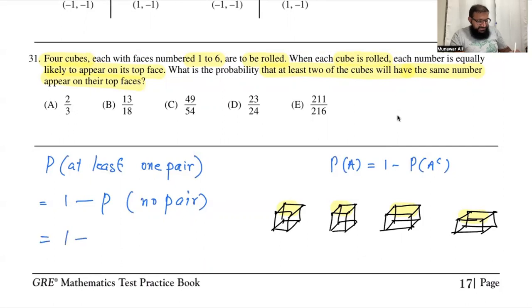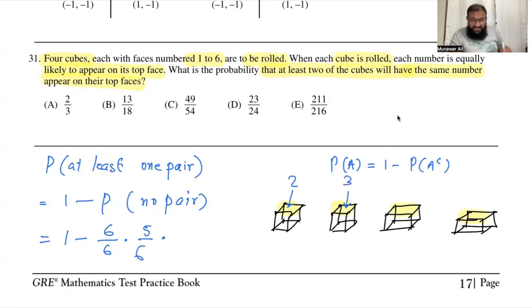So it would be 1 minus, what is the number on the top face? On the first cube, there can be any number, 1, 2, 3, 4, 5, 6, any number. So out of 6, because there are 6 faces in total, I have 6 ways. Let's say the number is 2. And multiplied by, on the second, I can have any number but not 2, because if there is 2, then it is going to be a same pair, which is repetition. So I have total 5 ways out of 6.